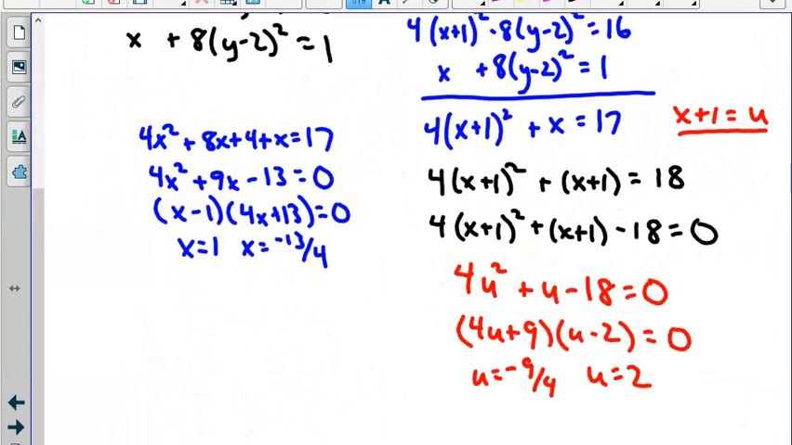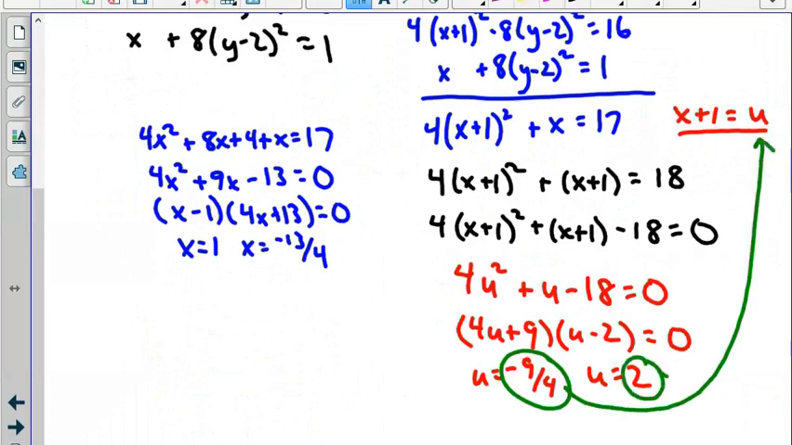Now remember, we have to solve for x. We can't solve for u. But if we get u equals negative 9 fourths and u equals 2, and then we take those and substitute them back in to u, all we would have to do is subtract 1 from both sides and get x. And guess what that gets us? It gets us what we would have got if we just did x all by itself anyway.